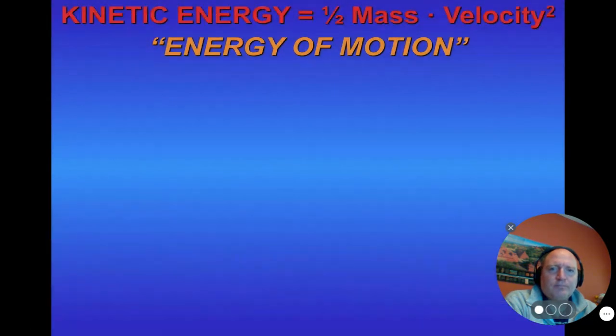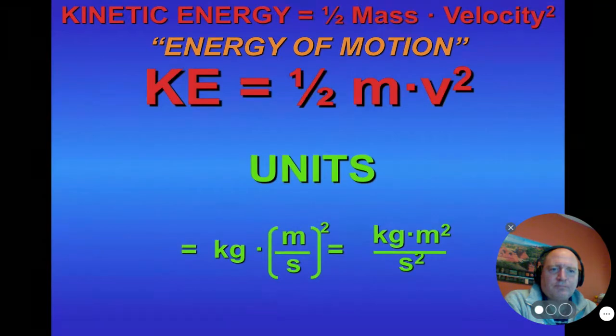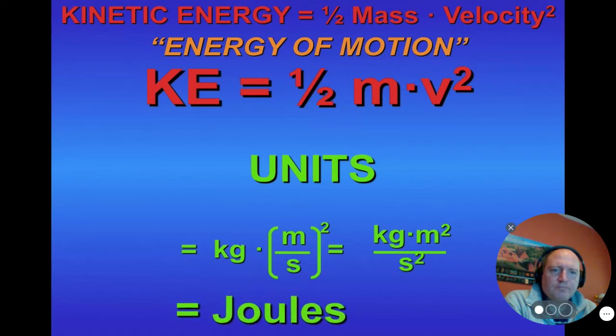Now, kinetic energy is the energy of motion. We're going to be talking a lot about kinetic energy this unit. The equation for kinetic energy is 1/2 of the object's mass times the square of its velocity, or KE equals 1/2 mv squared. The units for kinetic energy have to be based in kilograms, meters, and seconds, but we're just going to end up with joules, just like work.